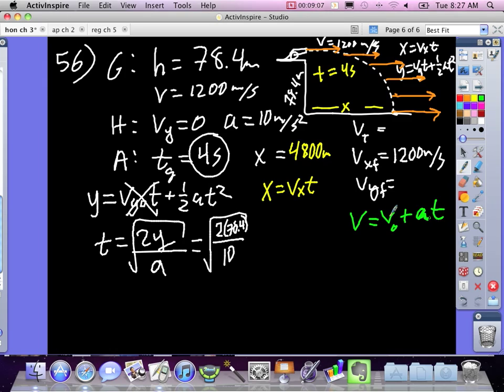All right, so we know that V0 originally was 0. So A, if I say it's 10 and T is that, this is going to be around 40 meters per second. Because it fell for 4 seconds. And then I think you can see, if I know this and I know that this little part is 40. Thank you. And this is 1200.